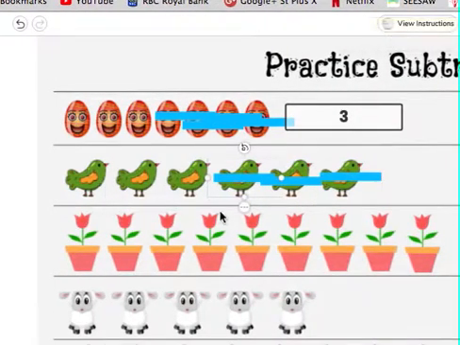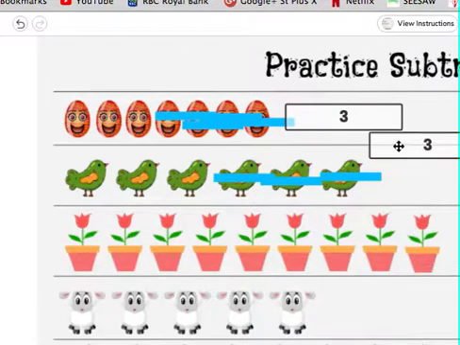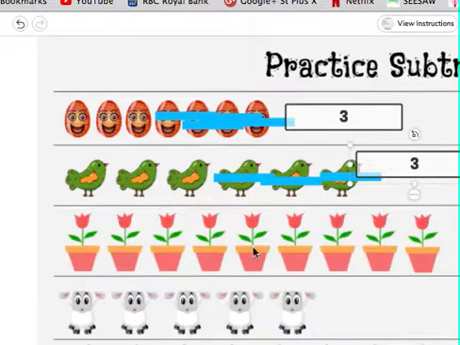Well, I draw all my 6. I cross out the 3 that flew away. I count what's left over. So I'd say there's 1, 2, and 3. So there's 3 again. So I would put 3 as my answer. Okay, let's do one more.